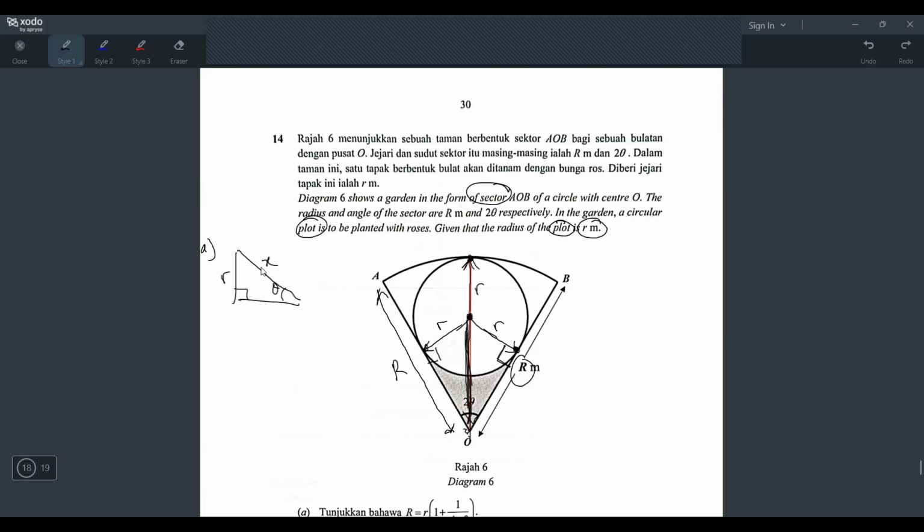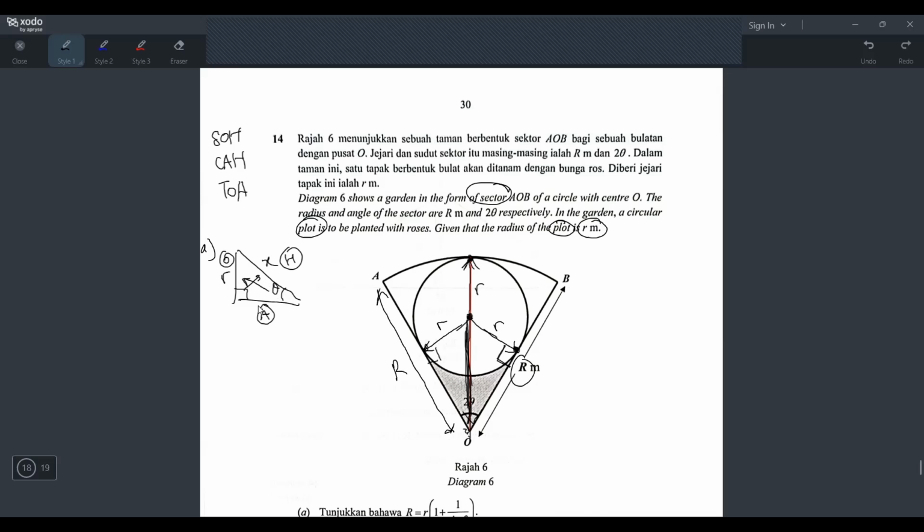I'll call it X. And then instead of using Pythagoras, you will use trigo. But will you use sine, cos, or tangent? So this is your angle. So in front of the angle, we call it opposite. In front of 90, we call it hypotenuse. And then the remaining one, we call it adjacent.